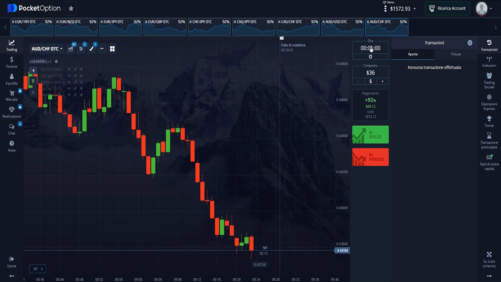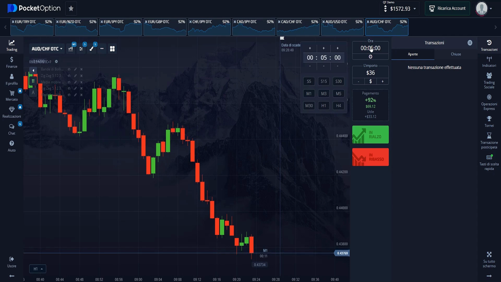Trade expiry, timed with clock symbol, or candle expiry with flag symbol. For example, let's choose a 3-minute expiry time, which corresponds to the duration of 3 candles.